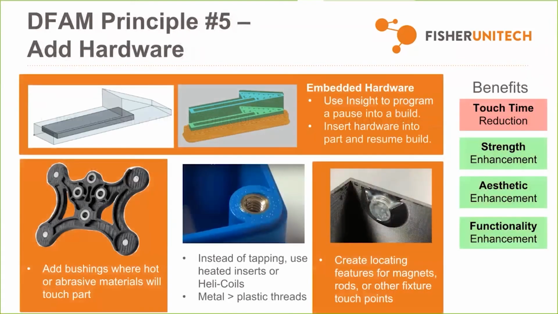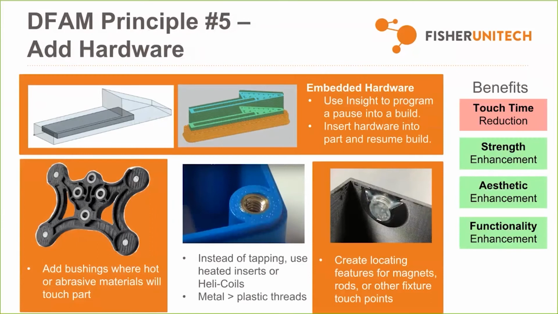Principle number 5, adding hardware. This is a great one. Essentially, there are many different kinds of hardware that can be added. In that top example of that tab-like part that we saw earlier, if you needed that part to be stronger than its plastic equivalent could be, you could simply model in a hollow cavity into the part using our Insight software for the FDM printers. Then you can literally pause the build right before that cavity is closed up, insert a metal feature, and then resume the print to have the printer essentially encapsulate that metal portion. So a really great way to create some strong parts.